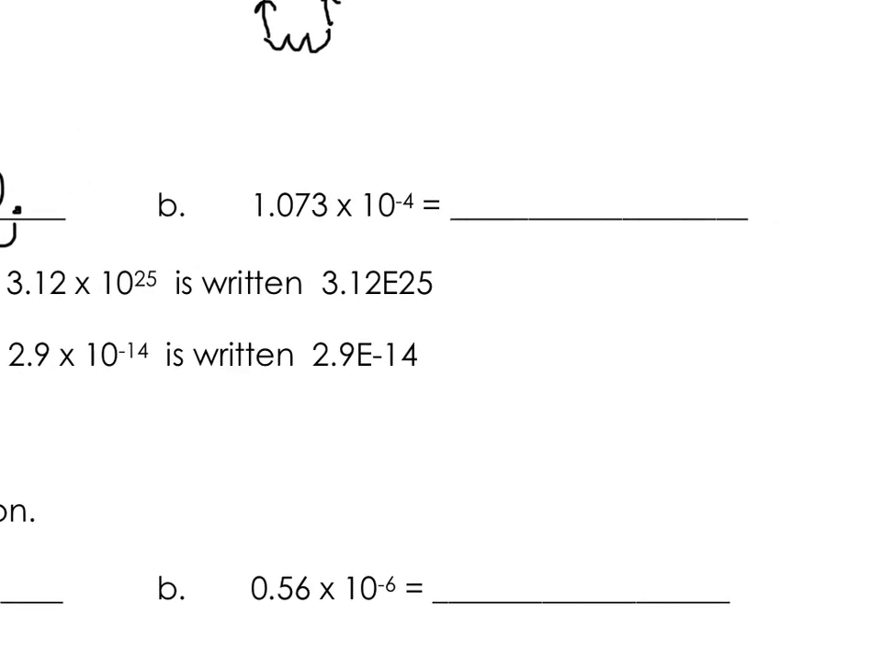This number has a negative exponent, so it is a small number. The decimal is originally here between the 1 and the 0. We have to move it 4 places, and we know it's a small number. If we move the decimal to the right, it will make it bigger. We need to move the decimal to the left. 1, 2, 3, 4 places. So the decimal will end up here.